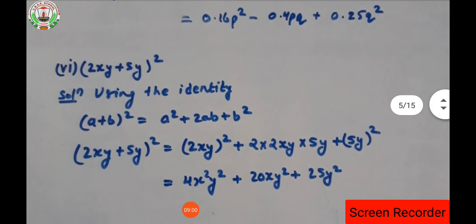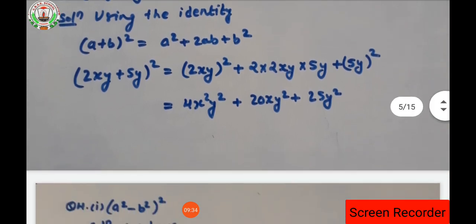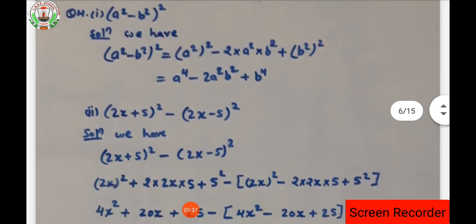Sixth part is again very easy. (2xy plus 5y) the whole square. As plus sign is present between the terms, which identity is going to be used? That is (a plus b) the whole square is equal to a square plus 2ab plus b square. What is the value of a we are having? That is 2xy, and value of b we are having 5y. Then expanding according to the formula, we will get the result as 4x square y square plus 20xy square plus 25y square. Clear everyone?